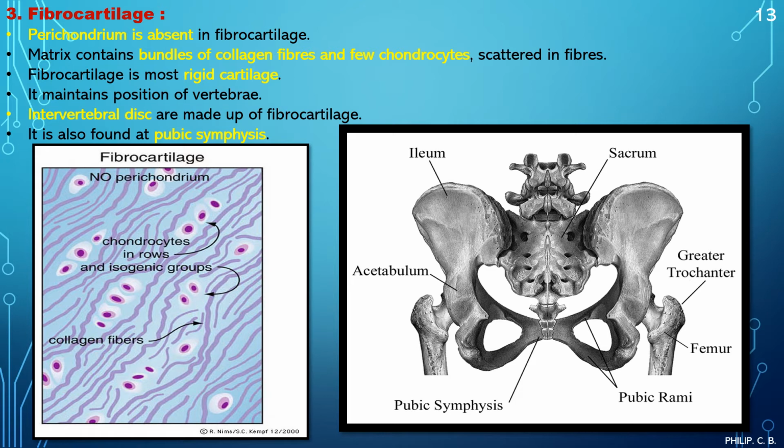Again the two images towards the left: no perichondrium, chondrocytes in rows and isogenous groups. You can understand the difference by the image, collagen fiber. On the right side, the image of our hip bone, where you can see the pubic symphysis. Other than that you can see acetabulum, ilium, sacrum, greater trochanter, femur, pubic rami, other parts of it, but mainly the pubic symphysis where fibrocartilage is present.